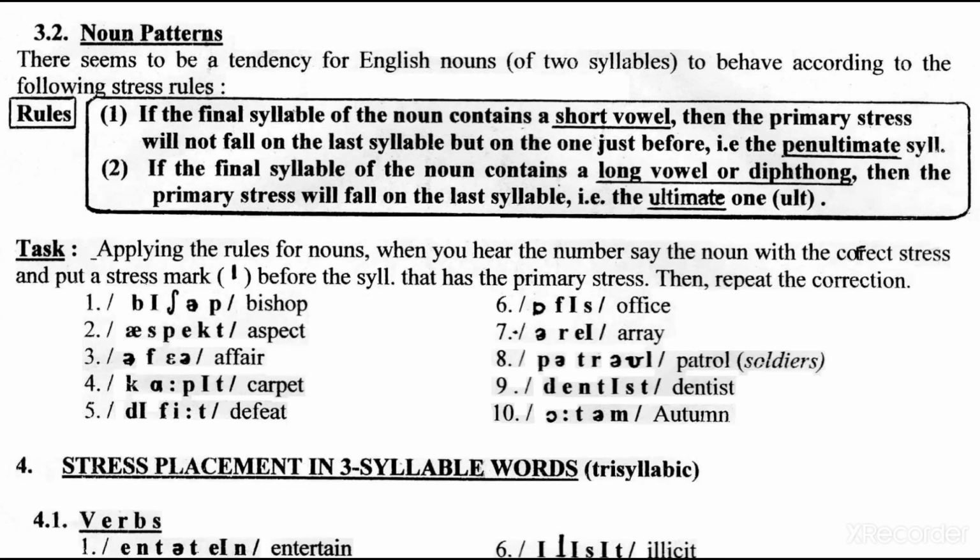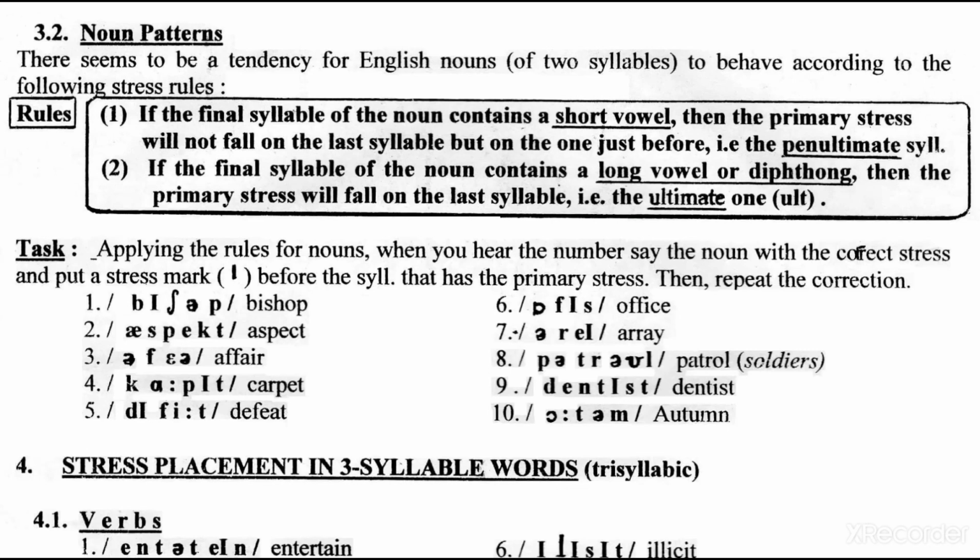The next noun is patrol. The stress is on the ult because we have a diphthong, o, so we have used rule 2B. Next noun is dentist. Here stress on the penult because we have a short vowel in the last syllable, so we have applied rule 2A, short vowel.